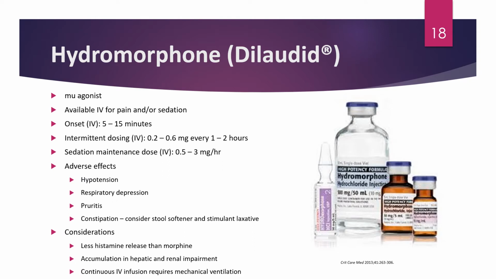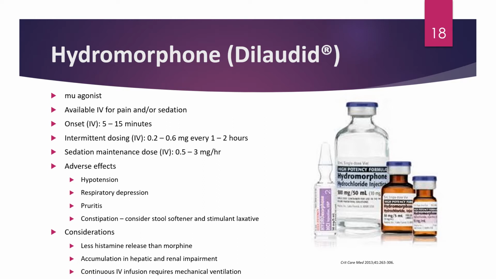Hydromorphone is also an opioid, known as Dilaudid, and it is also a mu agonist. It's used for pain and sedation. You see here again the onset, intermittent dosing, and sedation maintenance dose. Quick onset, you can intermittently dose it every 1 to 2 hours, and it has a sedation maintenance dose of 0.5 to 3 milligrams per hour. Adverse effects, same as fentanyl. But because hydromorphone induces less histamine release than morphine, it has less hypotension and less pruritus than morphine.